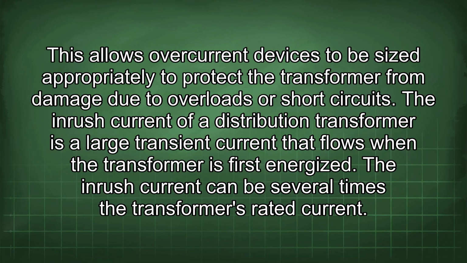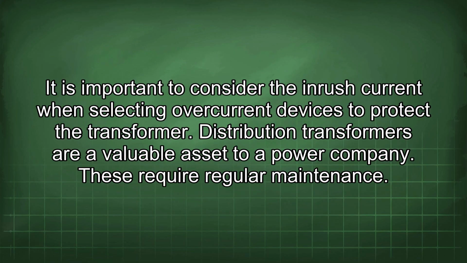The inrush current of a distribution transformer is a large transient current that flows when the transformer is first energized. The inrush current can be several times the transformer's rated current. It is important to consider the inrush current when selecting overcurrent devices to protect the transformer.